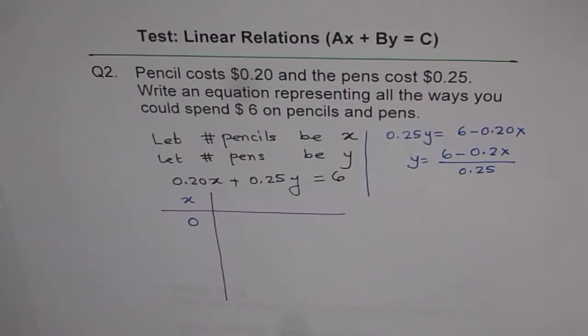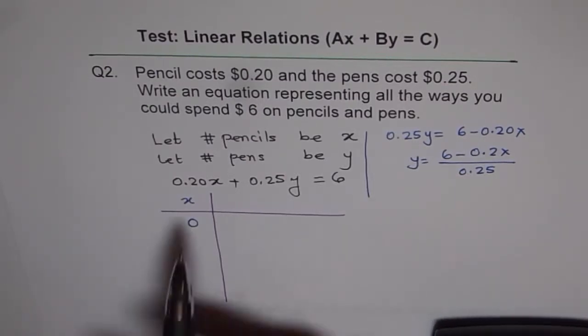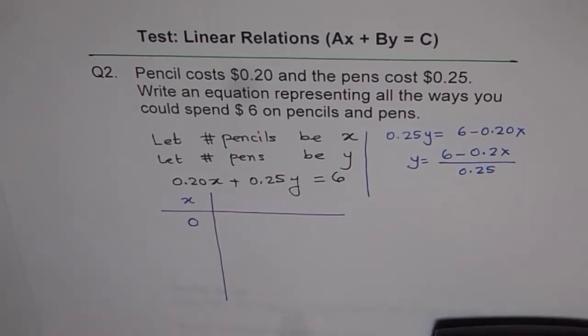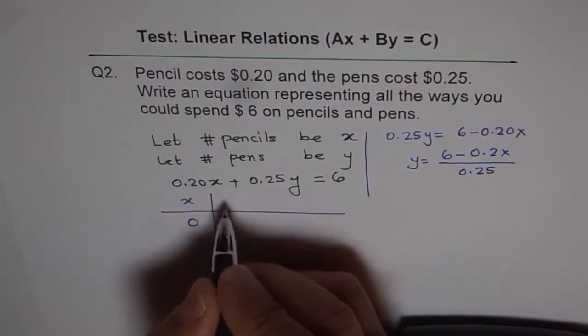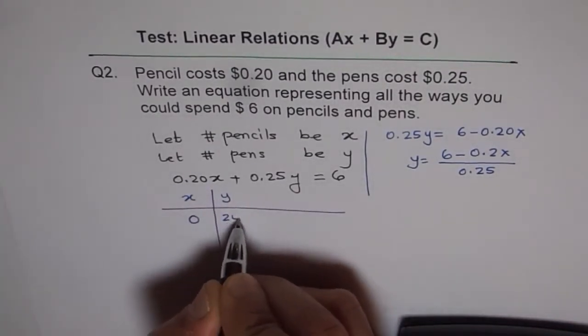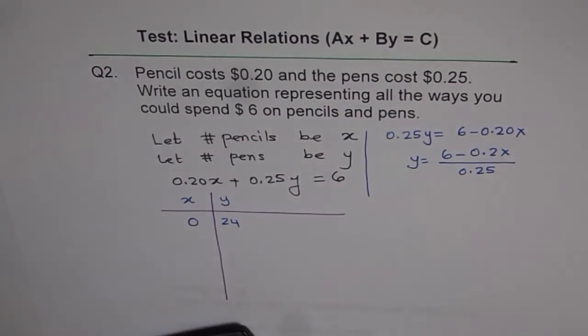Remember, y should be a whole number, since we cannot buy pencils or pens in numbers which are not whole numbers, correct? Now we can use our calculator. If x is 0, we put 0 here. So y equals 6 minus 0, since 0 times anything is 0. So 6 minus 0 divided by 0.25 gives 24. So we get the value of y as 24, right?